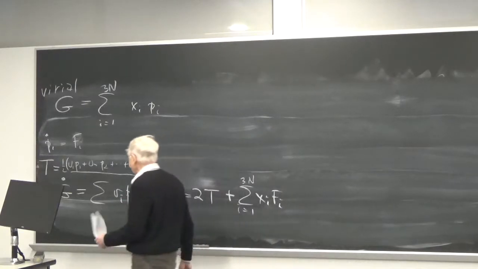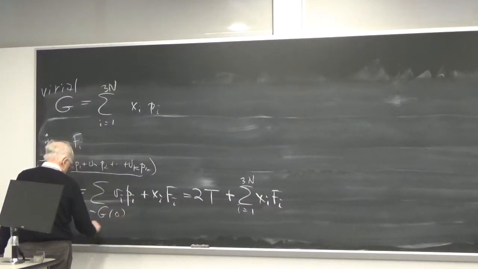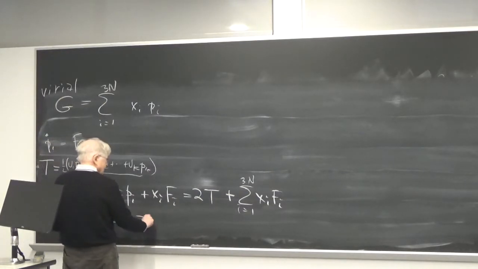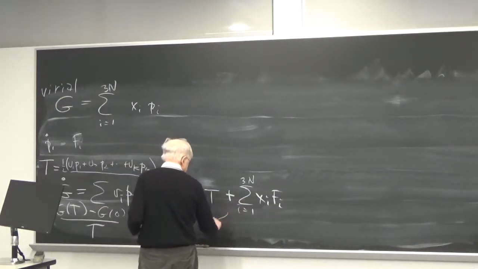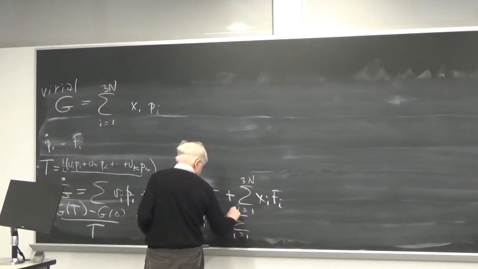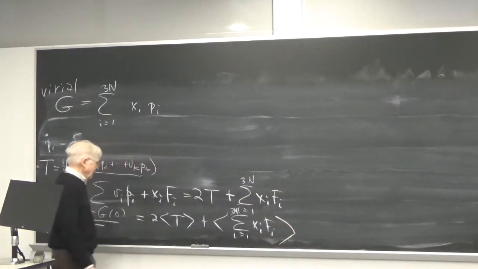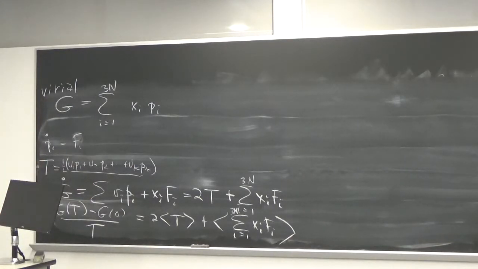In any event, what you expect is that this would be G of big T minus G of 0 divided by big T. And what would this be? Well, this would be twice the time average of the kinetic energy plus the time average of the sum, i equals 1 to 3N, of x_i F_i. And for most systems, this thing is 0 in the infinite T limit, at least if the system is somehow bounded.